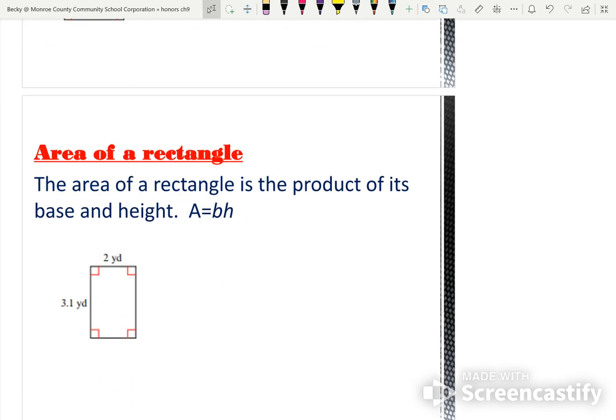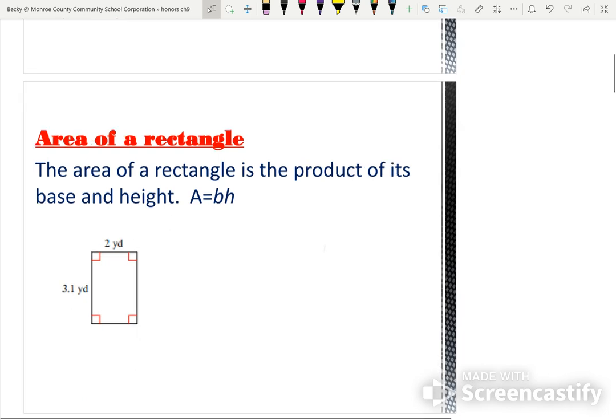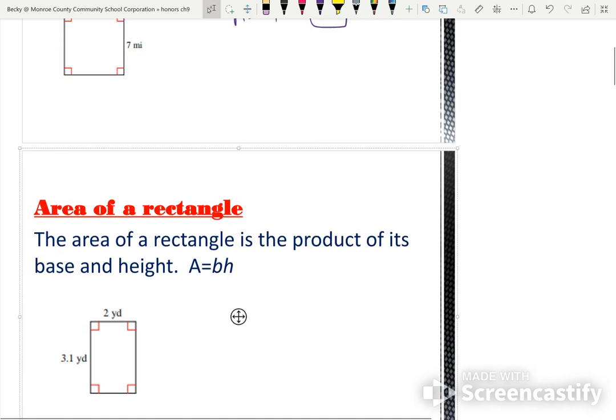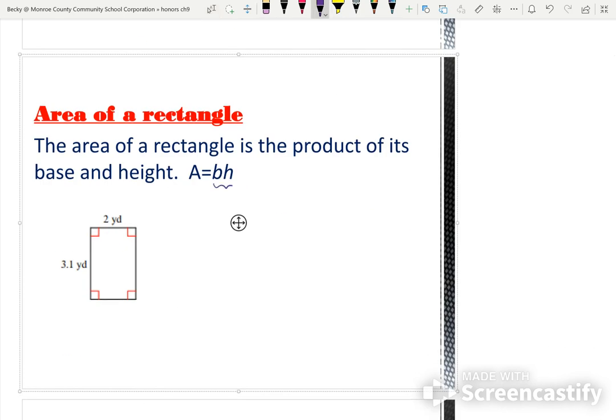Okay, so we are moving away from base times height. We're moving away from length times width and doing base and height. And the base and the height always form a right angle. Okay, so that's important to know. We're going to keep using the words base and height all through this lesson. So you're always going to look for the two pieces that make the right angle.